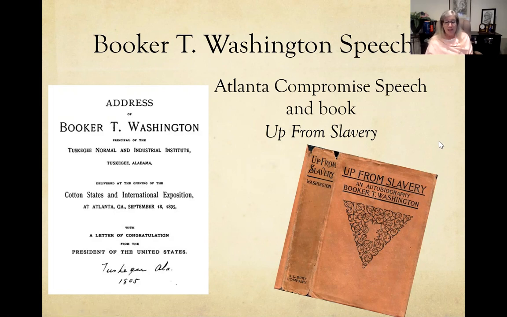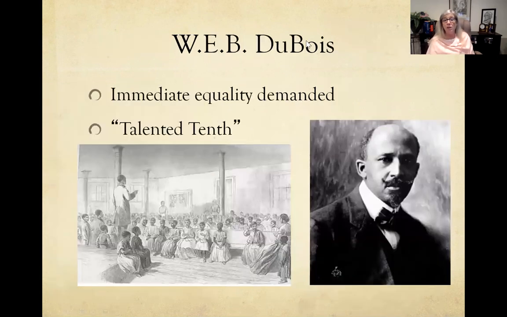The other perspective in the Black community is coming from this man, W.E.B. Du Bois. His name looks like it would be a French name pronounced Dubois. It's not. He pronounced his name Du Bois. And W.E.B. Du Bois is from Massachusetts. He has a law degree, I believe, from either Harvard or Yale. He's very well educated, and he is a good bit younger than Booker T. Washington.